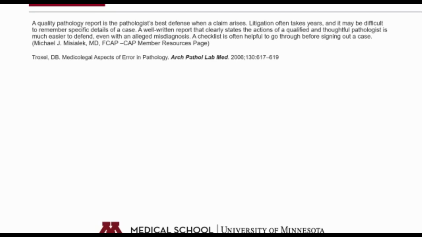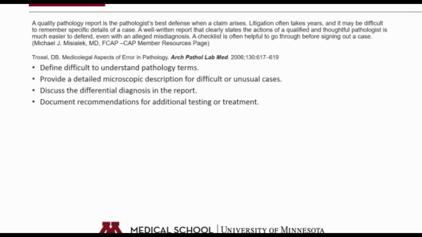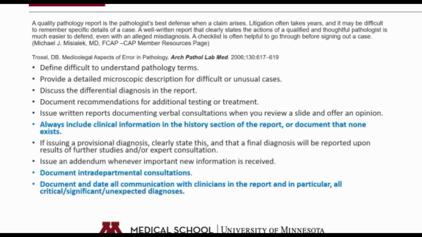So I'm always a strong proponent of checklists in reporting whenever possible. When you look at this paper, there are some things that I want to leave with this audience. I won't be covering a lot of them, but I think it's very good advice. Whenever we are writing a report, we want to define difficult to understand pathology terms. We want to provide a detailed description for unusual or difficult cases. And of course, when necessary, we discuss differential diagnosis and document recommendations. Always include the clinical information. I think this is very good advice when we write our reports. Also include the clinical information that is relevant to the final interpretation that we are giving.